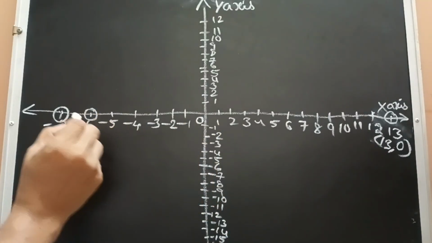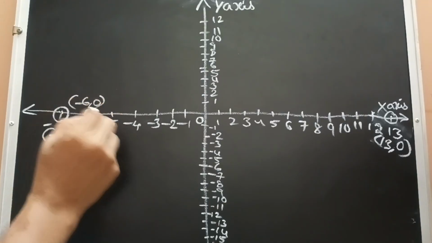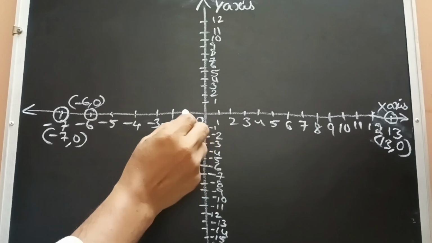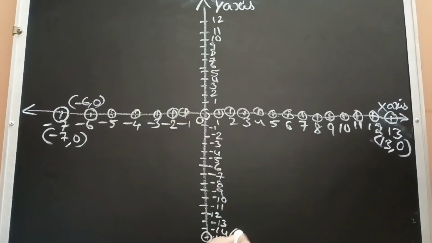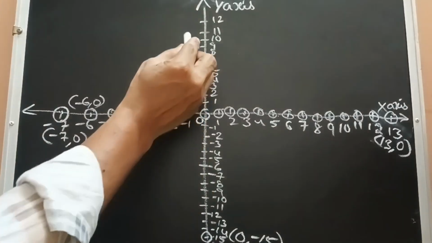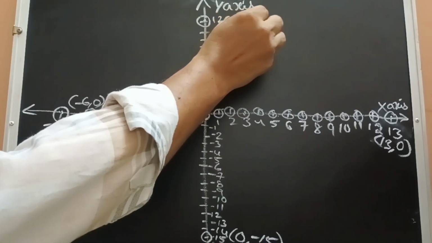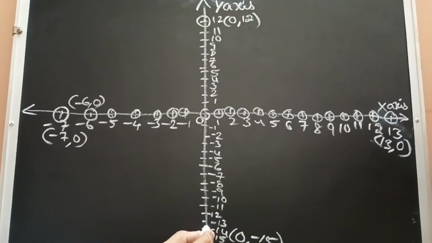So minus 6 comma 0, minus 5 comma 0, minus 4 comma 0, minus 3 comma 0, minus 2 comma 0, minus 1 comma 0, like 0 comma minus 15 to 0 comma 12. Where is 0 comma 12? This is 0 comma 12. So this is 0 comma minus 14.